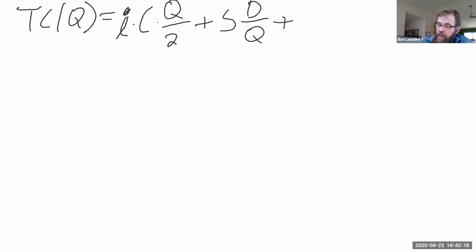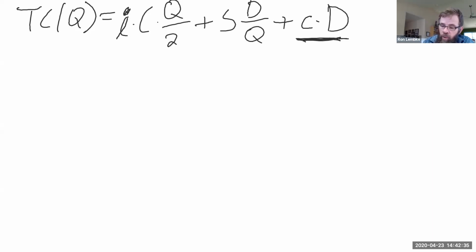And then we have the cost of the goods. So the cost per unit times the annual demand, not times the Q, but times the annual demand, because this part here is the total cost for the year of all the units that we're going to buy.